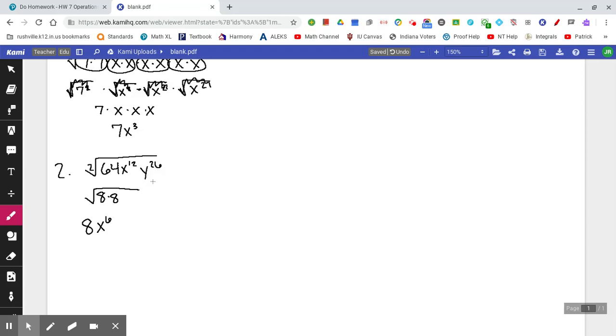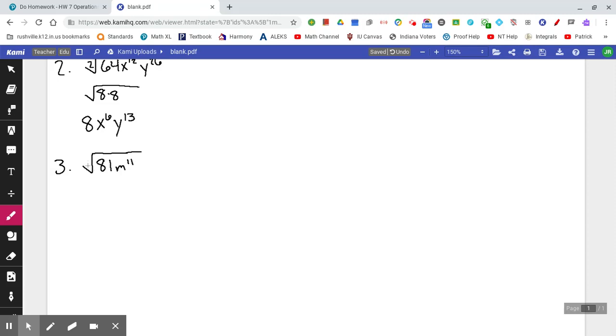And then 26, that's for my y's. So 26 divided by 2 means I'm going to have y to the 13th. So my answer for number 2 would be 8x to the 6th, y to the 13th. Once again, perfect squares underneath the radical, which means the radical went away when I simplified. But number 3, that's not going to be the case. So let's look at question number 3.